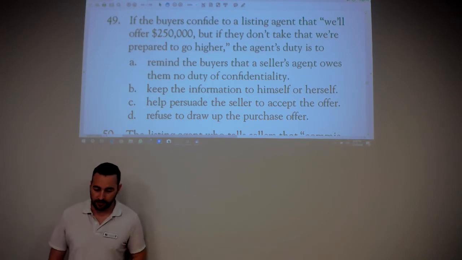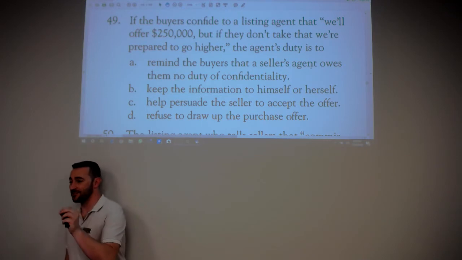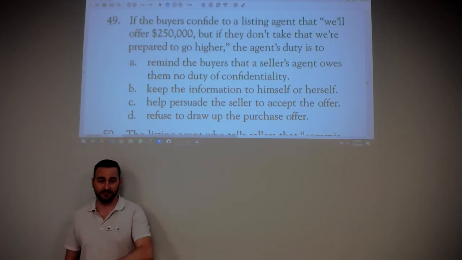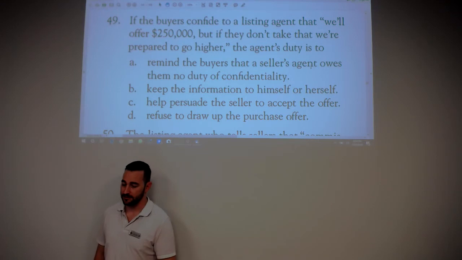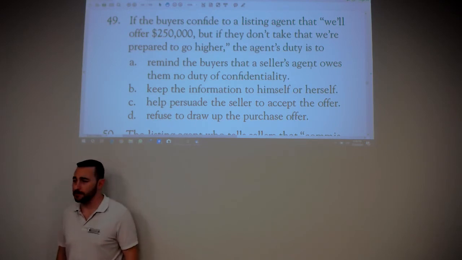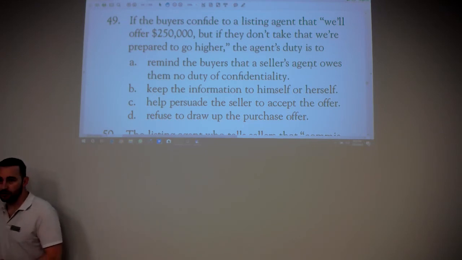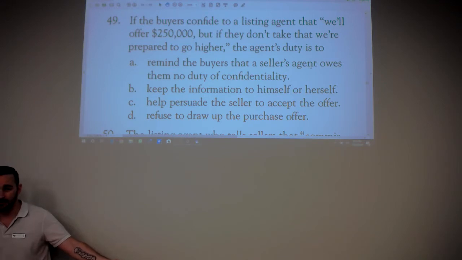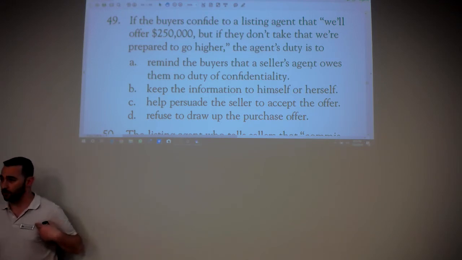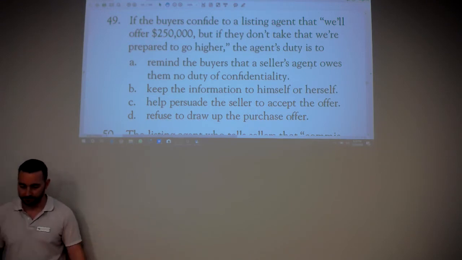B, keep the information to himself or herself. So the buyer is telling the seller's agent, because listing agent is seller's agent, hey, we're offering $250, but if they don't like it, we can go higher. Who do I represent if I'm the listing agent? The seller. So if you tell me, the buyer, you're willing to offer more, shouldn't I go running to my client? Would I keep it to myself, thinking they might offer more? No. So B is definitely not.